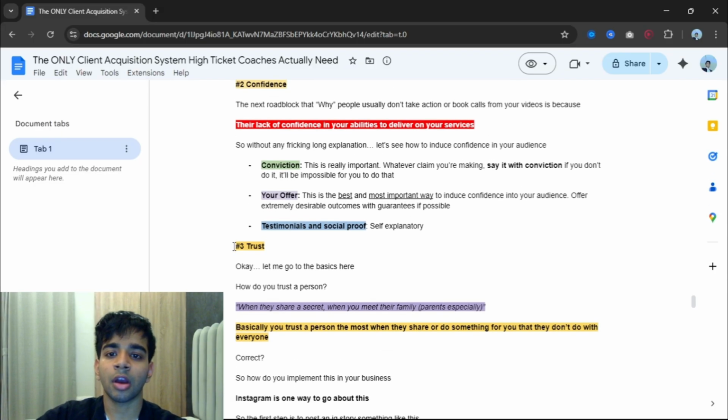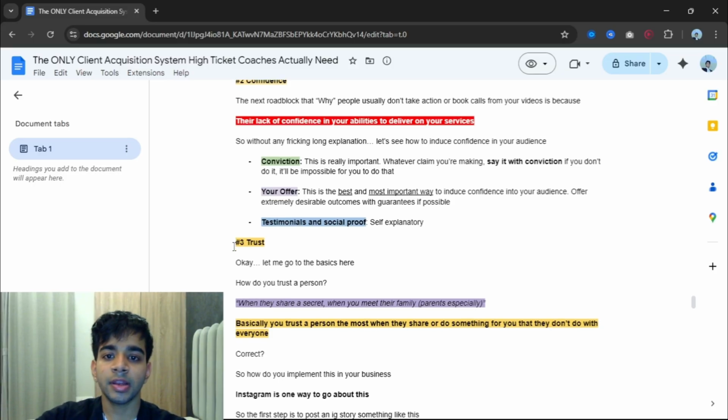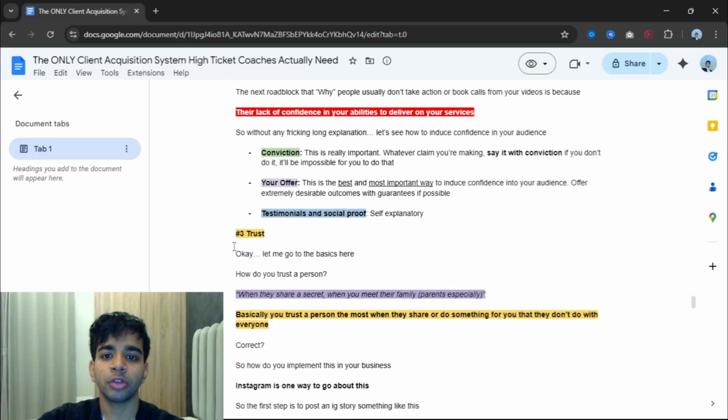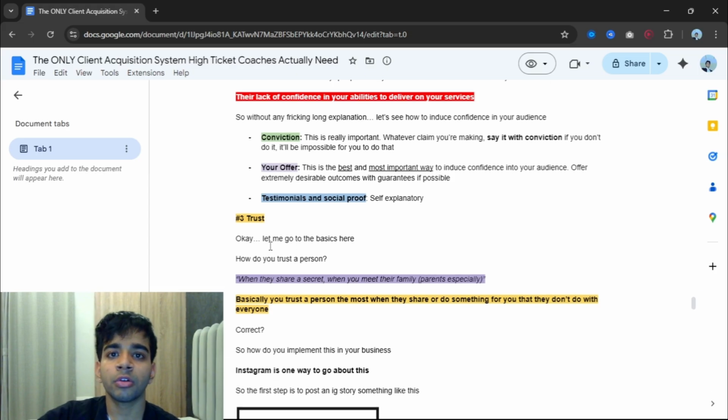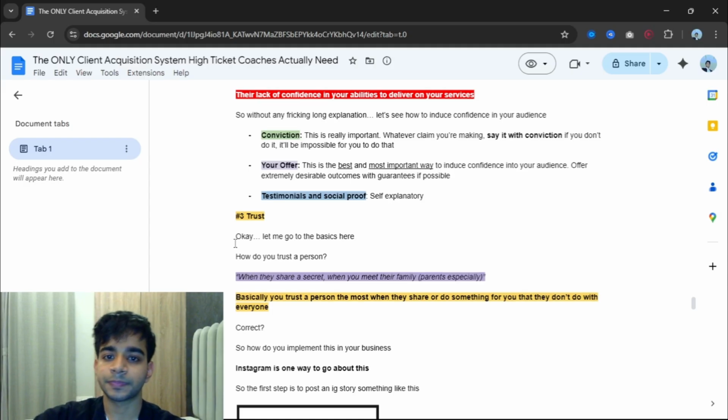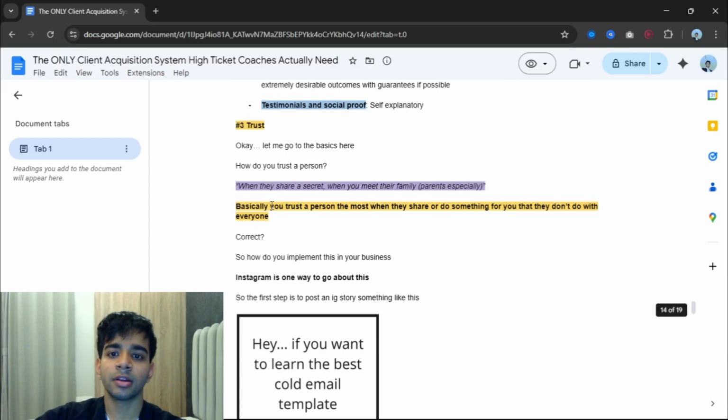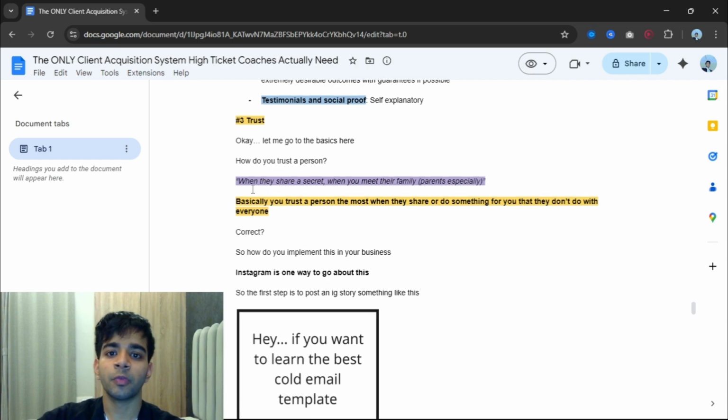Now that we have that out of our way, the third really important thing that you have to do with your YouTube videos is to create trust, right? We all know how important trust is, at least in our info product space, which is why you cannot lack on that. So let me go to the basics here, right? How do you trust a person when they share a secret with you, or when you meet their family, especially their parents? Basically, you trust a person the most when they share or do something for you that they don't usually do with everyone, right?